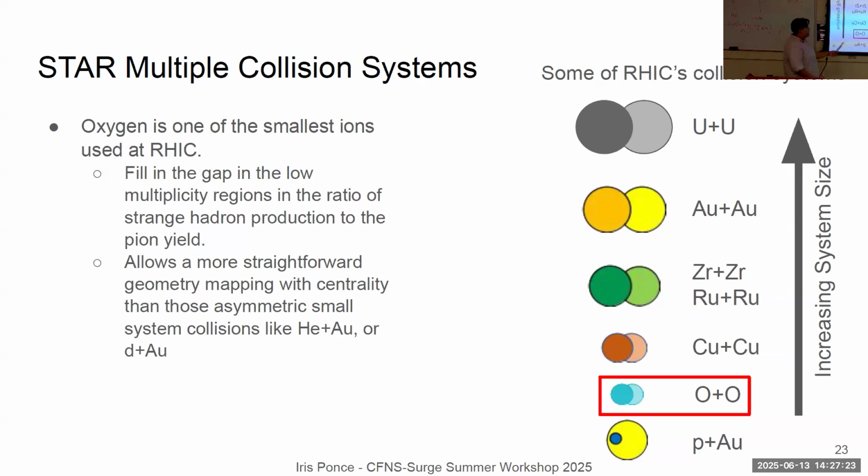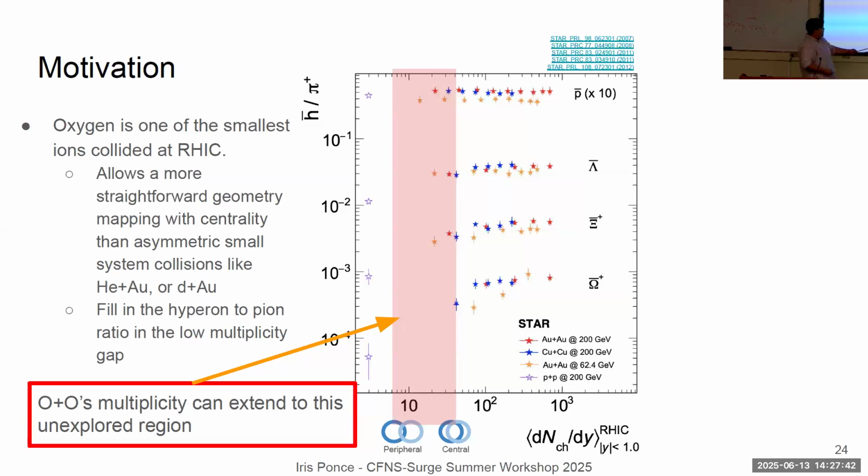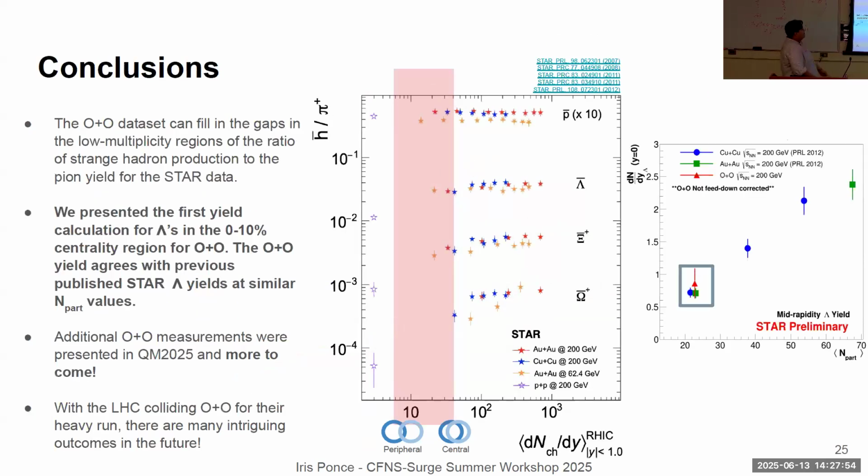This is really nice because not only is it a small nucleus, but it's also symmetric, which allows us to have a more straightforward geometry mapping when we talk about centrality than in other asymmetric or small systems like helium-gold or deuteron-gold. And so oxygen-oxygen can really help extend this unexplored region from its most central collisions to its peripheral collisions. And then part of it is we can close this gap.